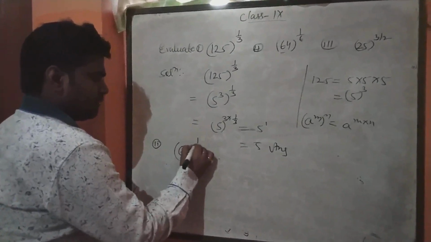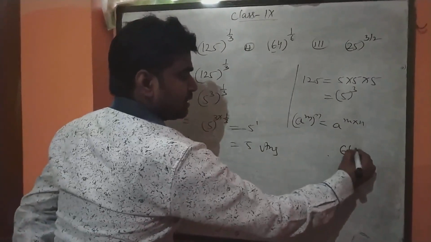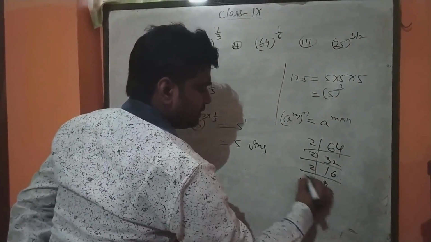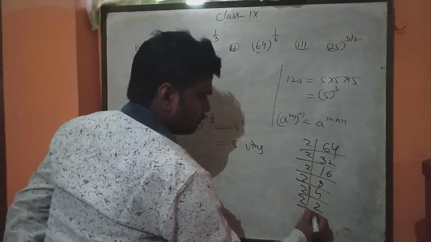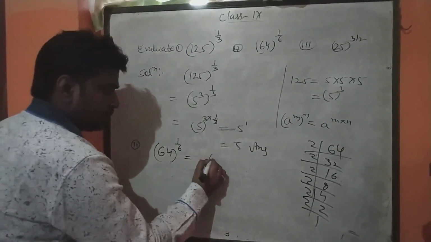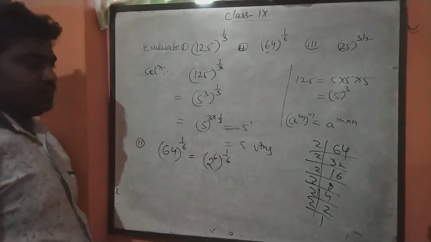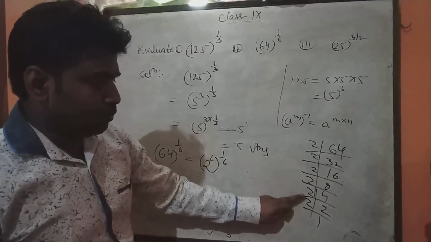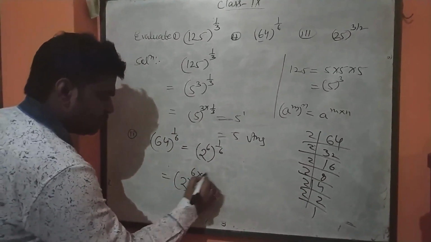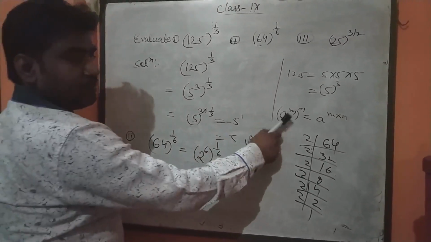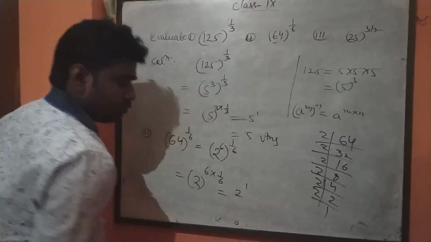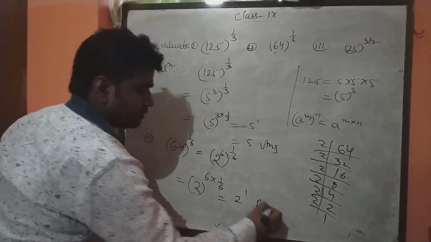Now the second question: 64 whole power 1/6. Let's find the prime factors of 64: 32, 16, 8, 4, 2. So here we have 64 is 2 to the power 6, to the whole power 1 by 6. You can check: 2 into 2 into 2 into 2 into 2 into 2 gives 64. So it is written as 2 to the whole power 6 into 1 by 6, by using this formula: (a to the power m) to the power n gives a to the power m into n. So we have 2 to the power 1, which is 2. This is our required solution.